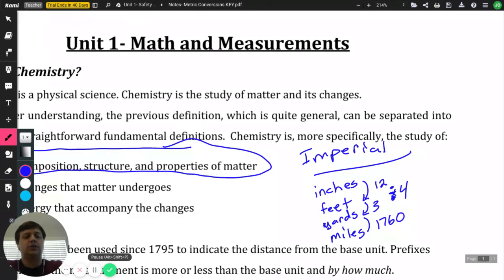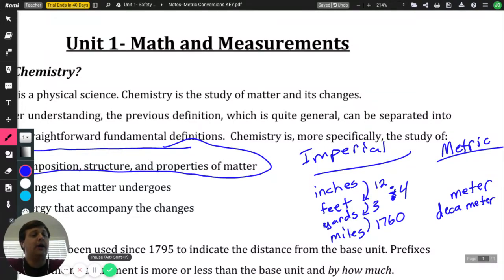Okay, so in the metric system, we talk about a meter a lot of times. Okay, well, a meter is a little bit longer than a yard. Okay, slightly longer. If we want to get larger than a meter, we can do what's called a decameter. And a decameter is 10 times bigger than a meter. If we want to get larger than a decameter, we can get what's called a hectometer. And it takes 10 decameters to get into 1 hectometer. And then we can go into a kilometer, which is again 10 times bigger.